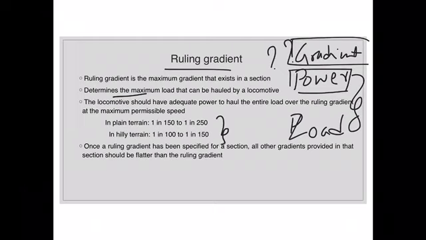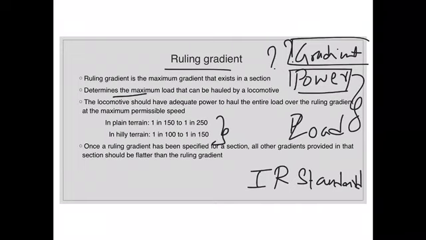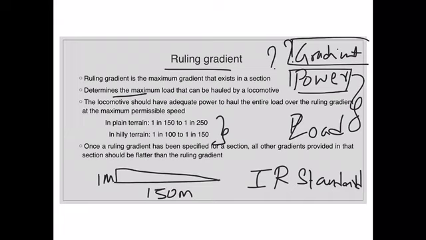So in plain terrain, all these delimitations that I'm giving you are as per the IR standards, which are recommended by the code. For the ruling gradient in plain terrain, it should be between 1 in 150 to 1 in 250. I'll repeat again, 1 in 150 means for every 150 meters of horizontal distance, the rise should be equal to 1 meter. This is how the slope has to be provided.